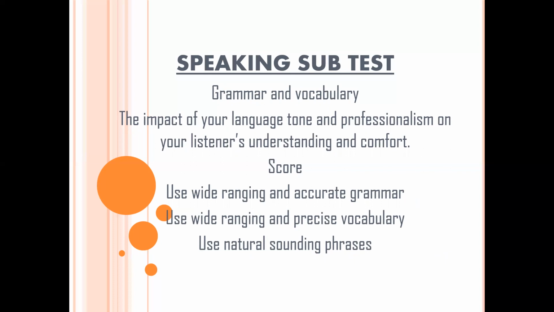Okay, so the last one of this category is grammar and vocabulary. How you are scored here: use a wide range of accurate grammar, use a wide range of precise vocabulary, use natural sounding language. Right? So what we have to do is learn the grammar separately. You have to enrich your vocabulary. You have to know the medical terms. And if explanation is needed, how you can be precise.